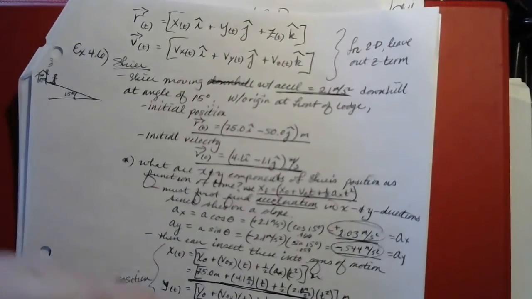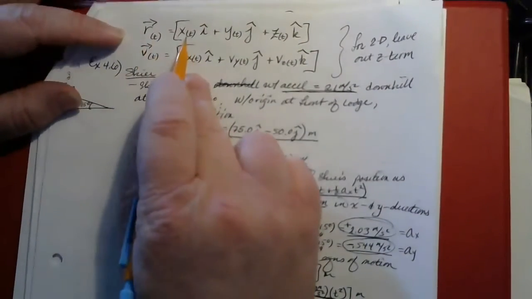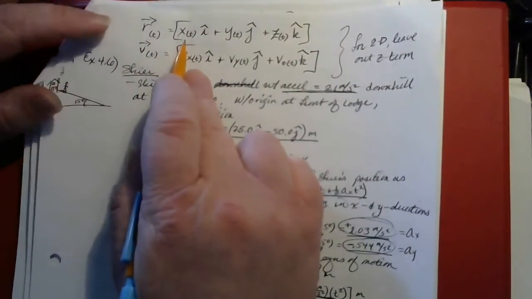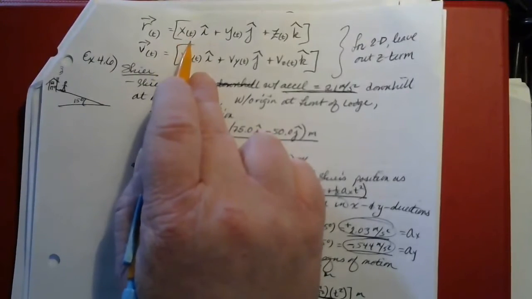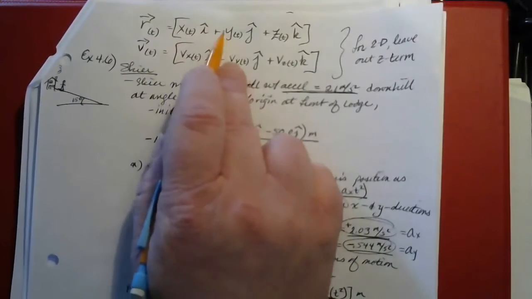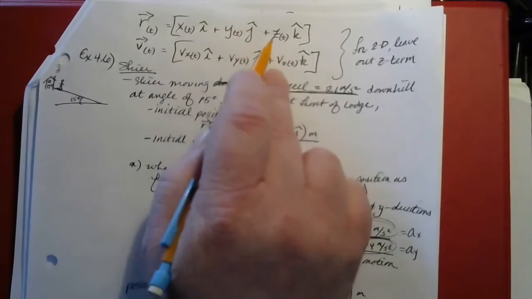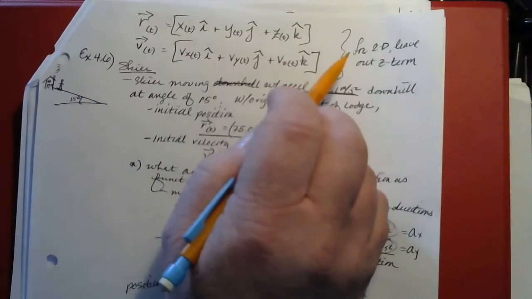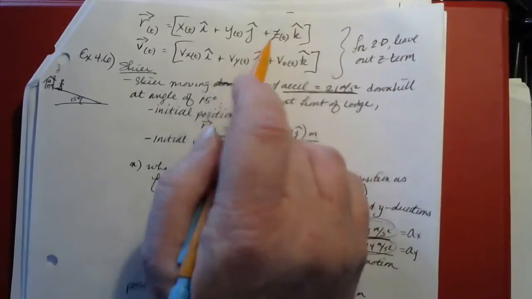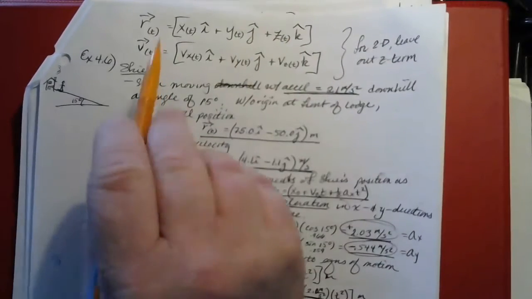Okay, the position equation for something as a function of time, again, can be given in 3 dimensions by the x position as a function of time times unit vector i, plus the y position as a function of time times unit vector j, plus the z position as a function of time times unit vector k. If this is a two-dimensional situation, then just leave out that last term involving z.